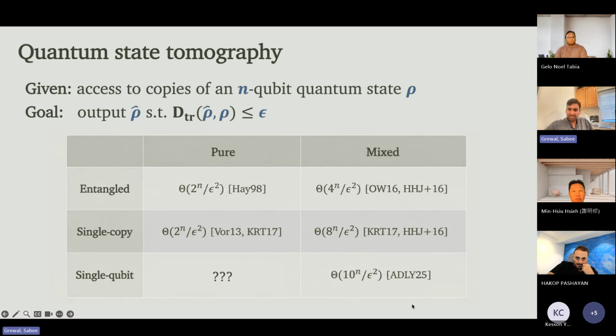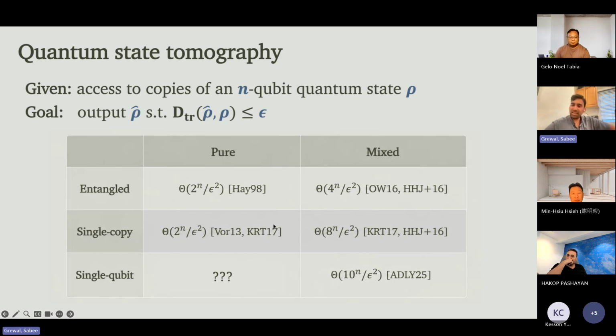I'm going to turn your attention to this column with mixed states. This is the general setting where rho can be a full rank mixed state. If we're allowed to perform these entangled measurements that I mentioned, in 2016 it was shown that roughly 4 to the n copies are necessary in order to recover our state in trace distance. Now, if we restrict the measurements allowed to single copy measurements, the copy complexity cost increases from 4 to the n to 8 to the n.